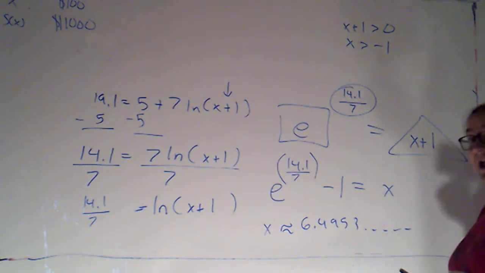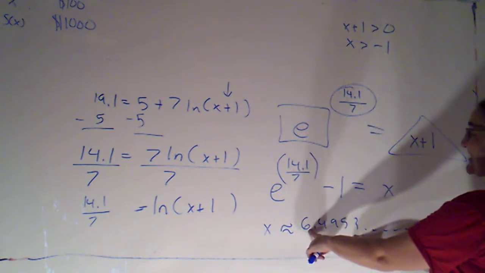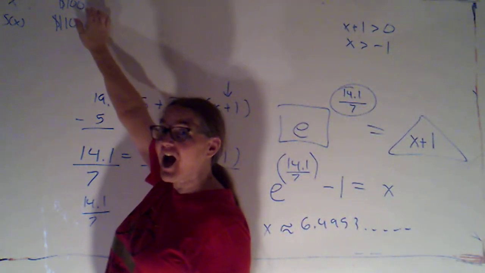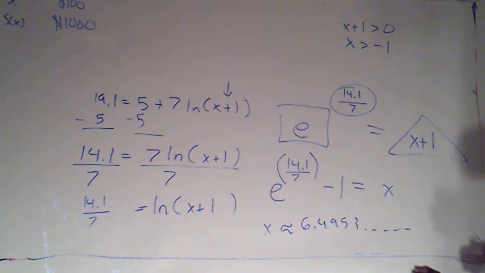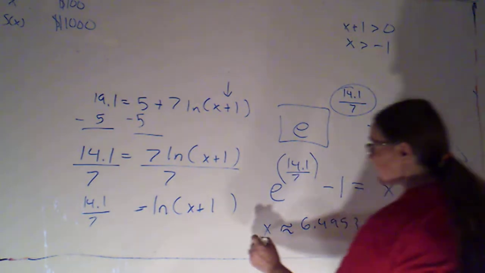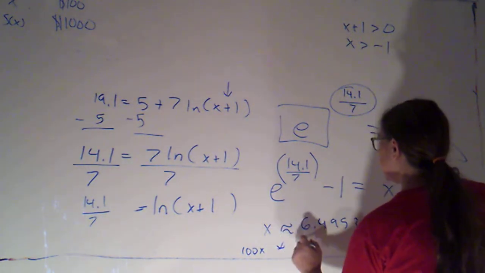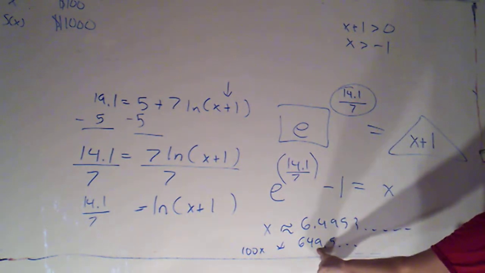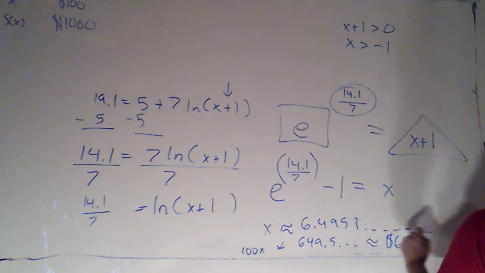Now, we were asked to round to the nearest dollar, but that's not $6.50. I need to remember my units. That was hundreds of dollars. So x is how many hundreds of dollars. That means the number of dollars, which is not x, that would be 100 times x, is the number of dollars that I would have. That would be approximately 649.5 and so on. If I'm rounding to the nearest dollar, I would round that up to $650.